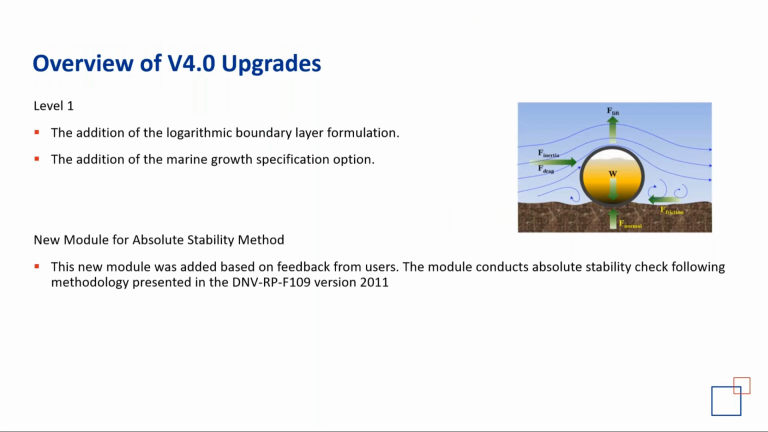As a user, you might have seen a list of improvements, but I thought it's still worthwhile quickly listing them. So in the level 1, it's been logarithmic boundary layer formulation added, and also the marine growth option has been added. The absolute stability method based on the DNV F109 was from the users' feedback that they wanted that to be included in there, which is now a new module there. Next one, please.